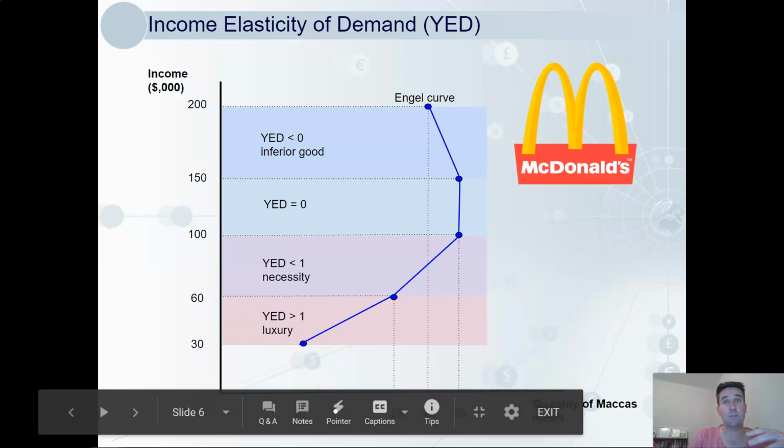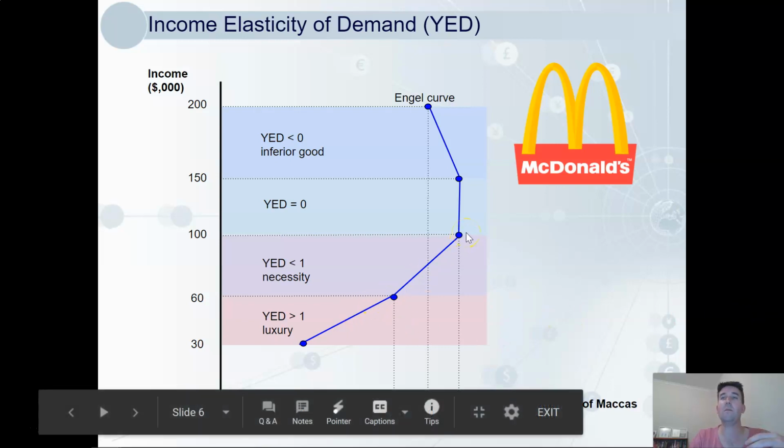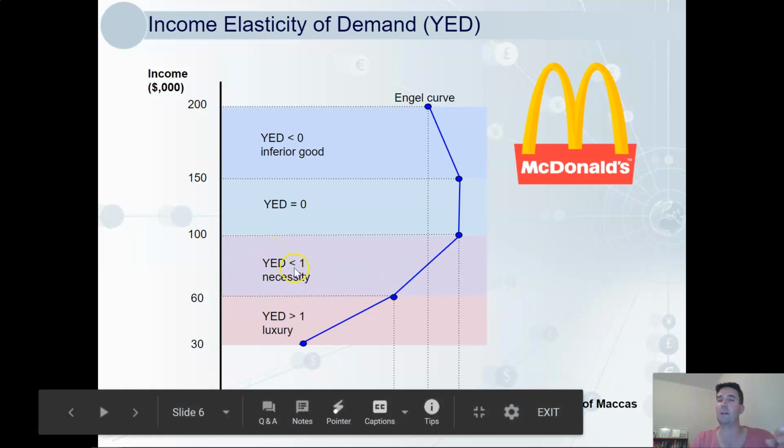Okay, as income continues increasing from 60 up to 100,000, Macca's doesn't seem quite as special anymore. People may still buy more, but it will be less than proportionate relative to the increase in income. So YED will be positive, but it will probably be less than 1. This puts it in the necessity category, but calling Macca's a necessity is perhaps problematic, but it makes sense if we're thinking about the numerical values and what those values show us about consumption.